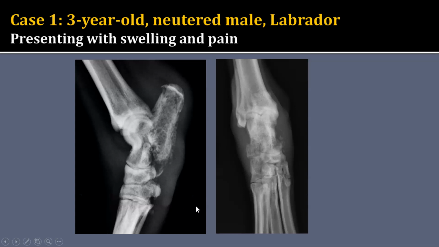So my prioritized differential list would be fungal osteomyelitis, maybe followed by soft tissue neoplasm or a primary bone tumor. And this patient was diagnosed with fungal osteomyelitis from blastomycosis infection, which was diagnosed by a fine needle aspirate of the soft tissue and bony changes.